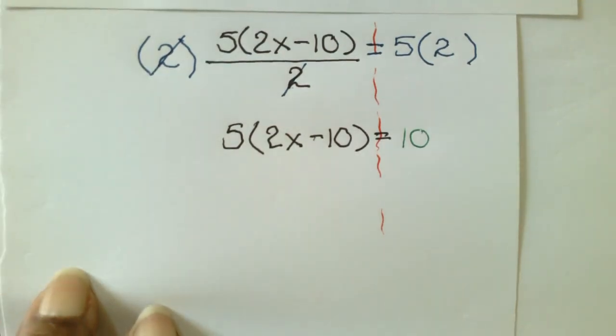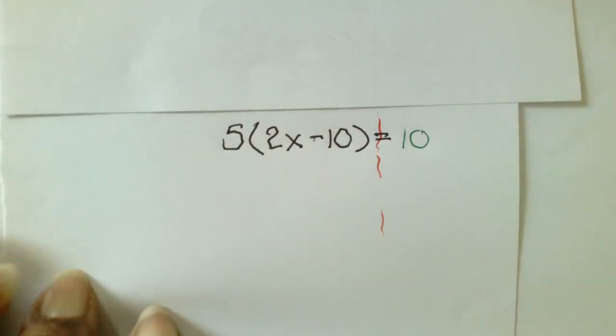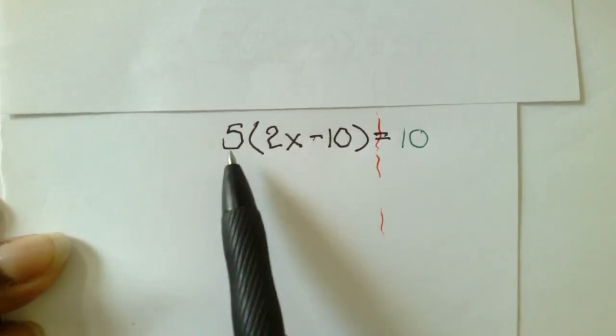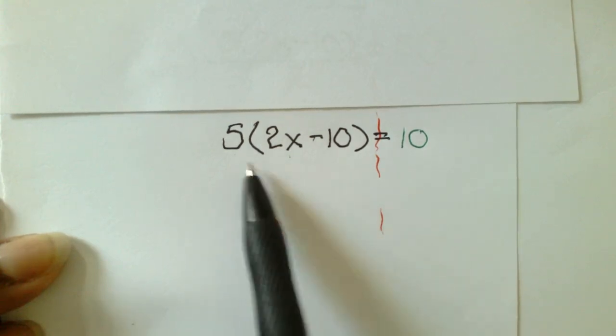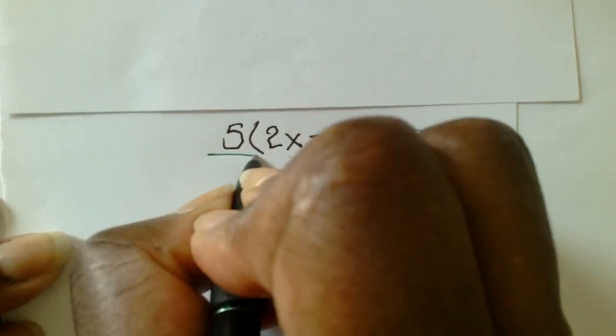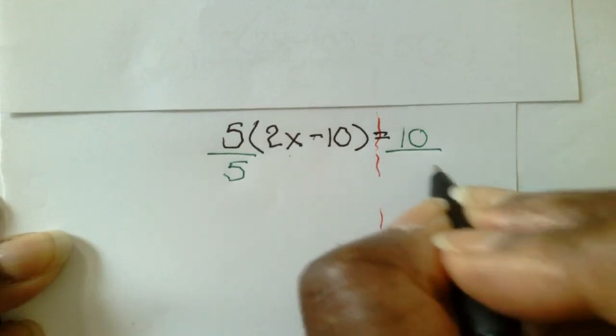Okay. So now we're going to bring this down. Again, you're looking at it like, hey, Miss Audrey, if you feel so inclined, you could do the distributive property. That's true. But 5 is being multiplied by 2x minus 10. What's the inverse of multiplication? It's division. Why not divide both sides by the 5?